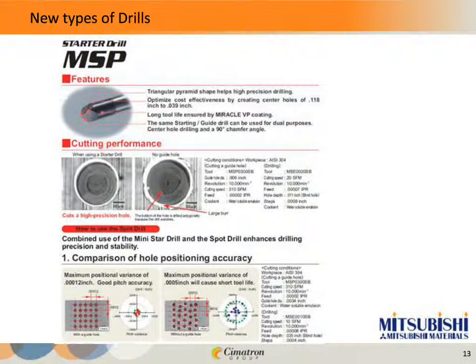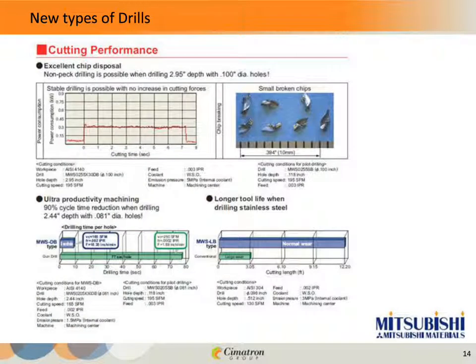Okay, and on this slide, we're looking at the cutting performance. Here, we're showing that non-peck drilling is possible when drilling 3 inches deep with a 100 thousandths diameter drill. And there's some speeds and feeds there below. I don't want to get too much involved in that. Probably you guys can see it.